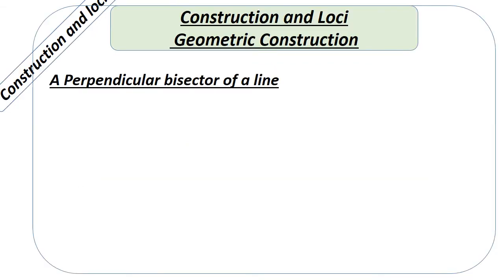So we're going to start with a perpendicular bisector of a line. We're going to learn how to draw a perpendicular bisector of a line. But before we can get started, let's first understand the meaning of perpendicular bisector. So perpendicular means at right angle. So if someone says they are standing perpendicular to the floor, they mean they are at right angle to the floor, at 90 degrees to the floor.